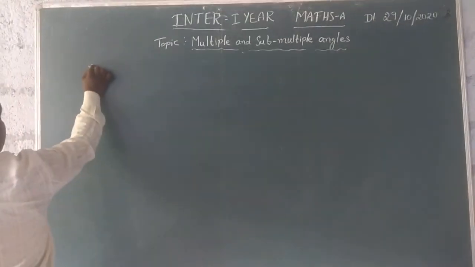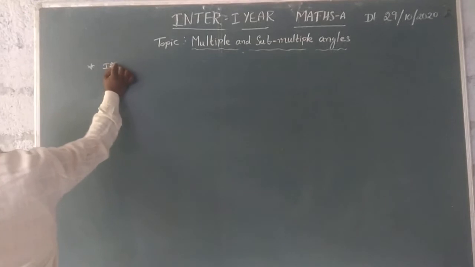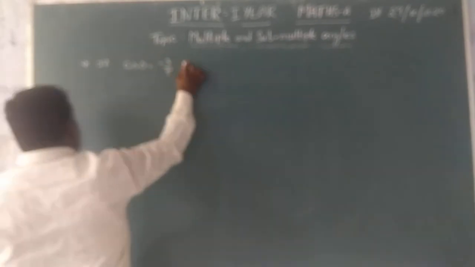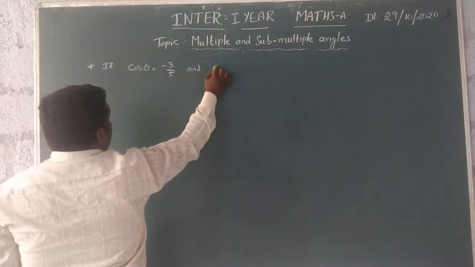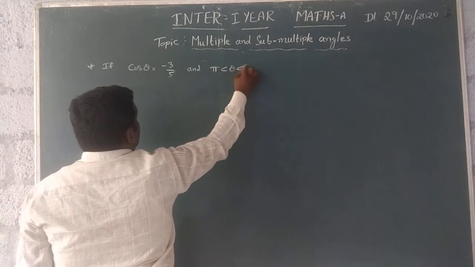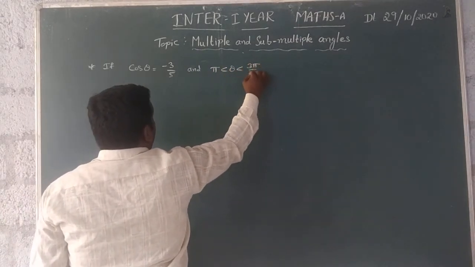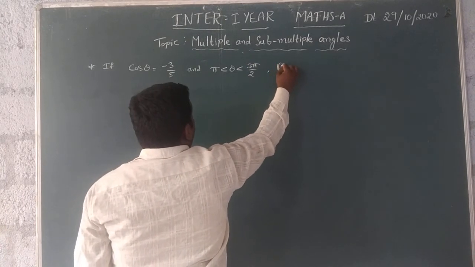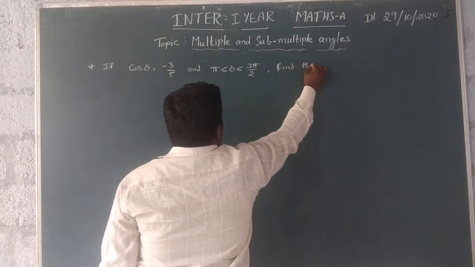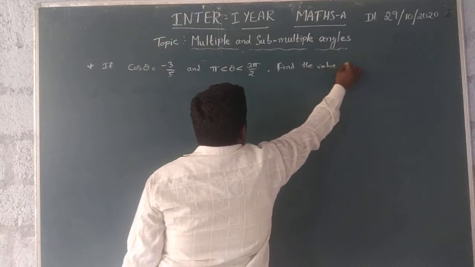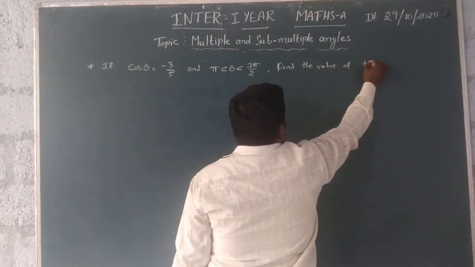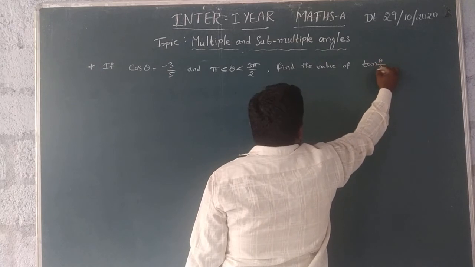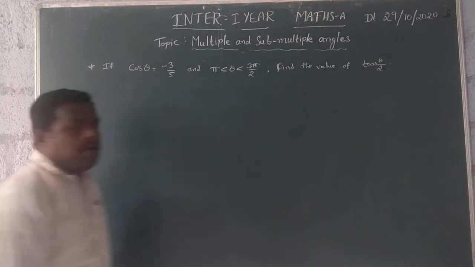Try the problem. If cos theta is equal to minus 3 by 5 and pi less than theta less than 3 pi by 2, find the value of tan theta by 2.